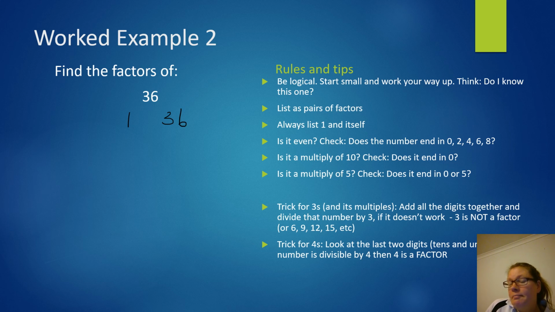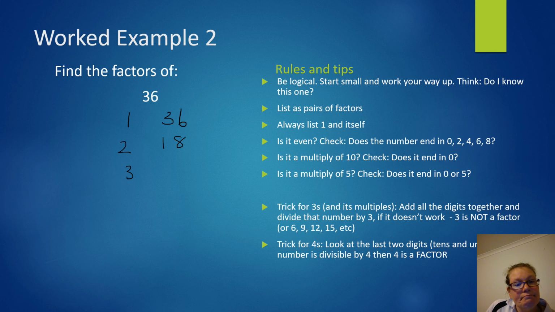Think about, is it even? What times tables have you seen it in? So pause now and restart once you've made your list. Hopefully you've done that. So I know that it's going to be an even number because it ends in a 6, and that goes in 18 times.